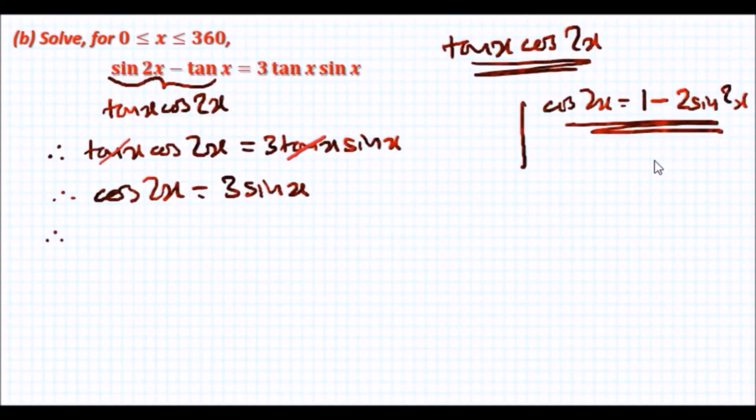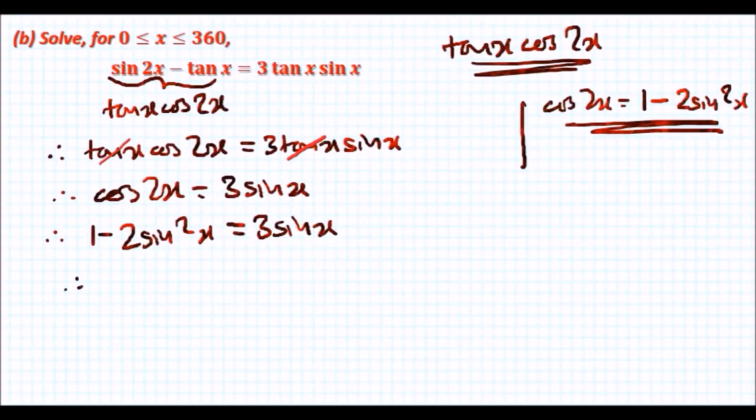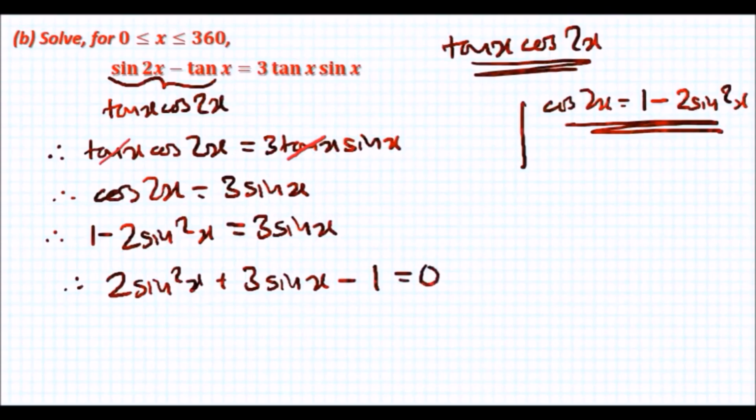So therefore we're going to have 1 minus 2 sine squared x, and this is equal to 3 sine x, and that's it. So let's put everything on one side, so it's going to look like a quadratic in terms of sine x. Moving the 2 sine squared across and adding 1, we're going to be left with positive 2 sine squared x plus 3 sine x minus 1, and this is equal to 0, and that's it, guys.